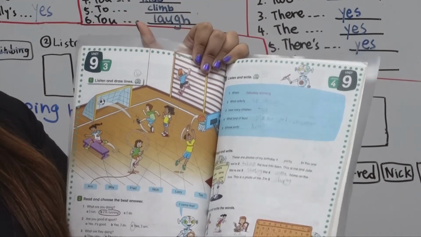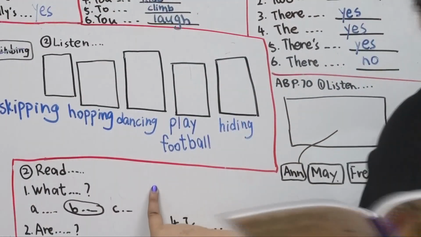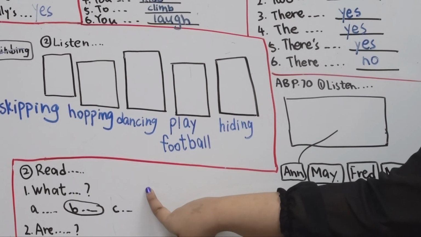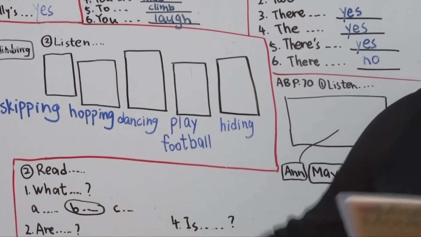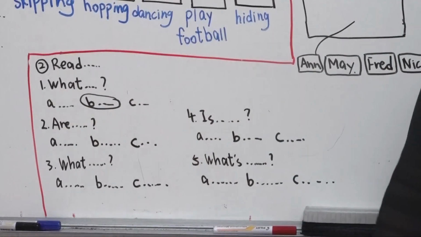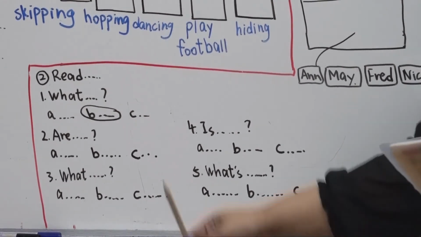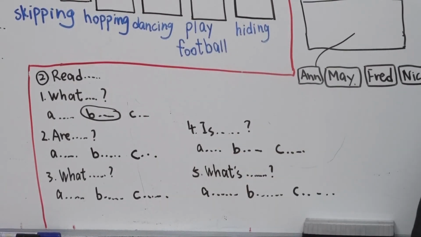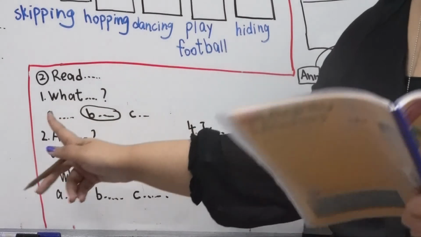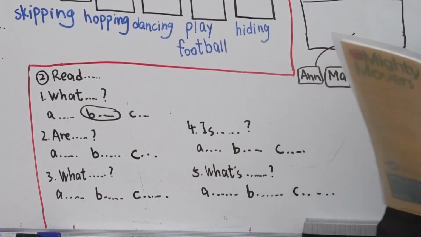If you are done, let's look at part number 2. Part number 2, read and choose the best answer. Number 1, what are you doing? A, I run. B, I'm running. C, I do. That should be I'm running, because it's asking you what are you doing, right? So I am running has been done for you.